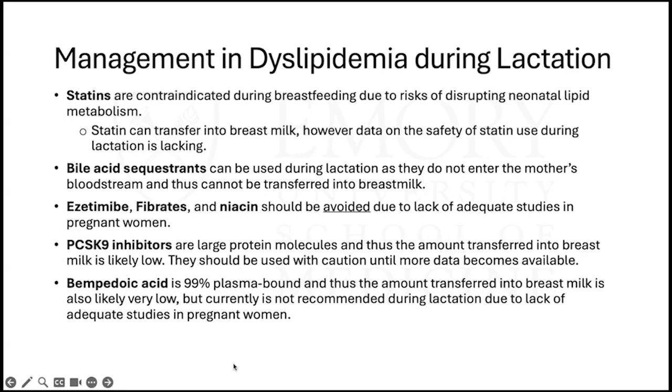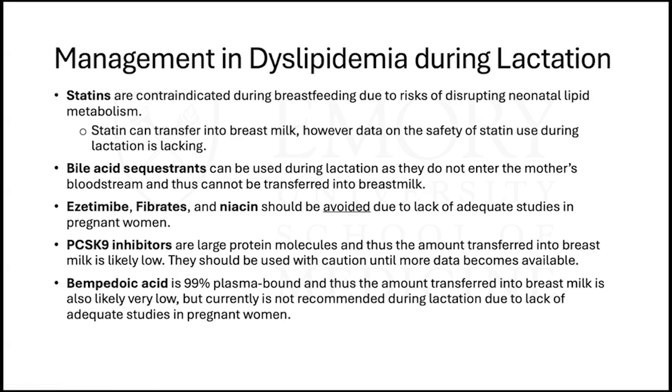Now, what about breastfeeding? What options are there to treat dyslipidemia during lactation? Statins in terms of breastfeeding are contraindicated just because of a theoretical risk that it could disrupt neonatal lipid metabolism. The reason for this is because there have been animal studies that show that statins can transfer into breast milk. However, data on the safety of statins in general use during lactation is lacking.